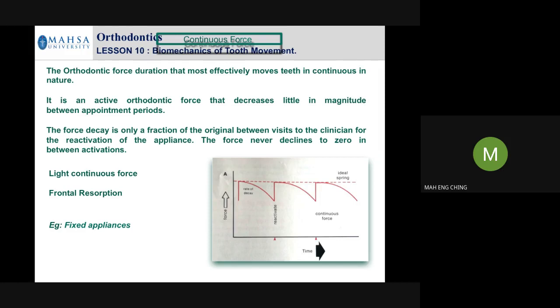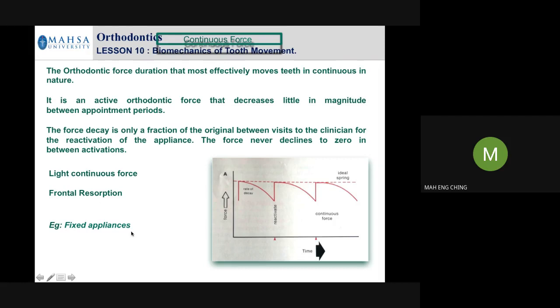So it's an active orthodontic force that decreases little in magnitude between the appointment periods. The force decay is only a fraction of the original between the visits to the clinician for the activation of the appliance. The force never declines to zero in between activations. Continuous forces, which cause frontal resorption, can usually only be delivered by fixed appliances.